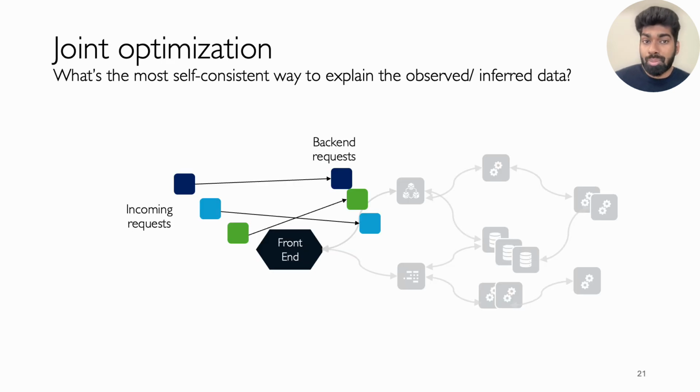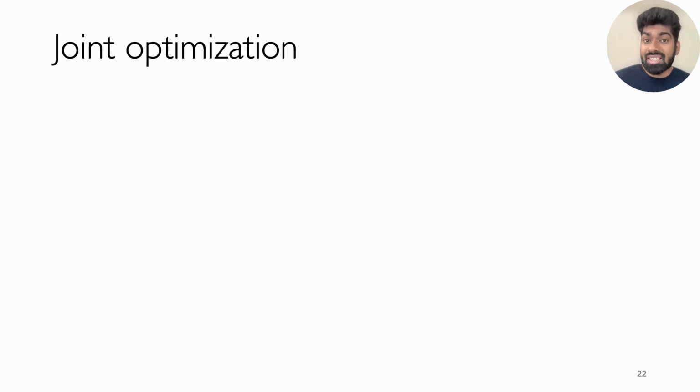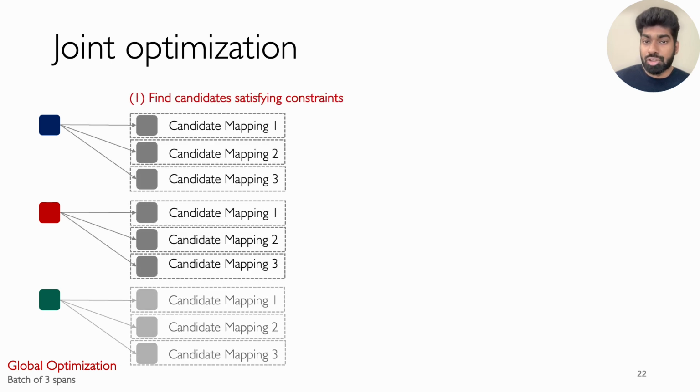Finally, we run our joint optimization process, which outputs a set of span-to-span mappings that is consistent with the observed data. I will briefly explain the joint optimization, and you can read our paper for more details. Imagine you need to do joint optimization for a batch of 3 spans. First, for each parent span, we identify all the candidate mappings which satisfy constraints. The idea is to construct a graph with these candidates and identify a maximum independent set of vertices from that graph, which represent the final mappings. A maximum independent set is the biggest set of vertices that do not share any edges between them.